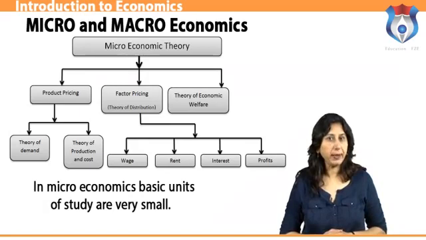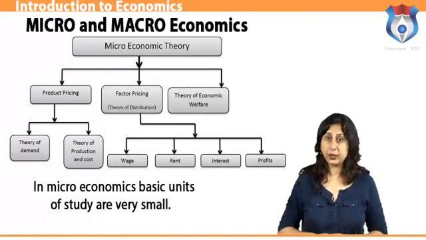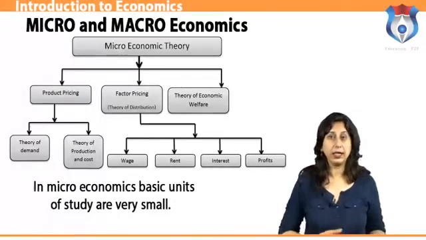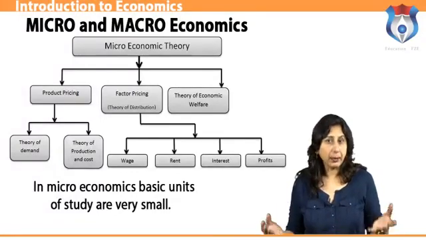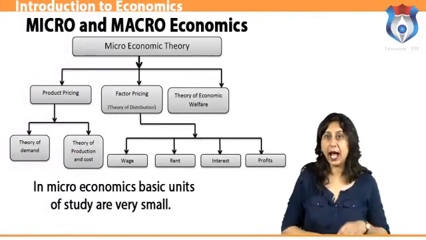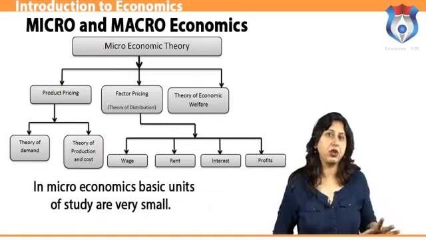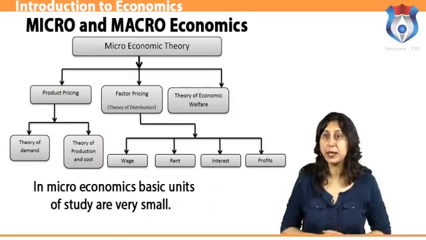In microeconomics, basic units of study are very small. These could be an individual consumer, a household, a producer, a market, a firm, or an industry. It studies how the scarce resources are allocated to the satisfaction of competing objectives using price theory.